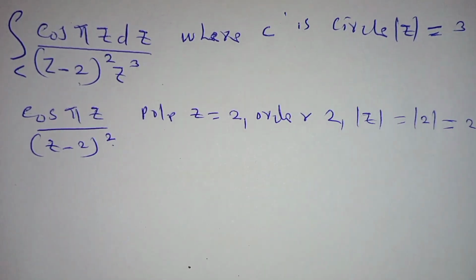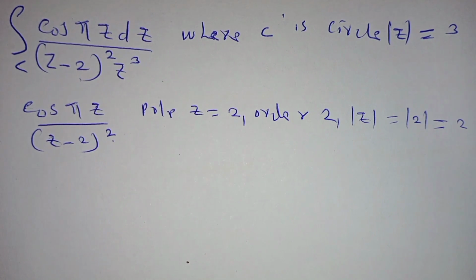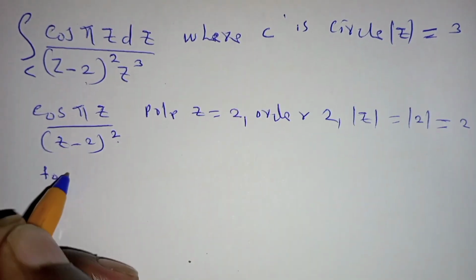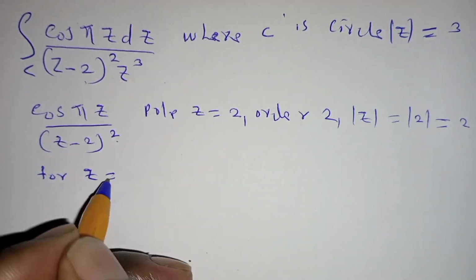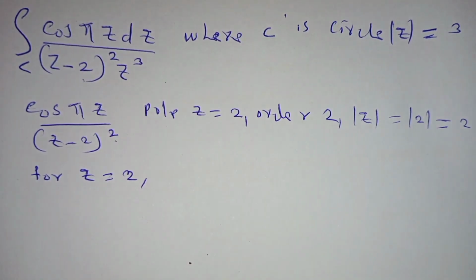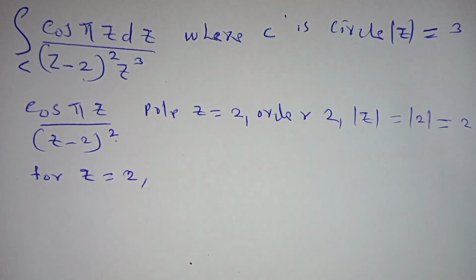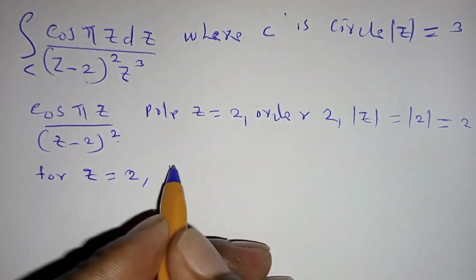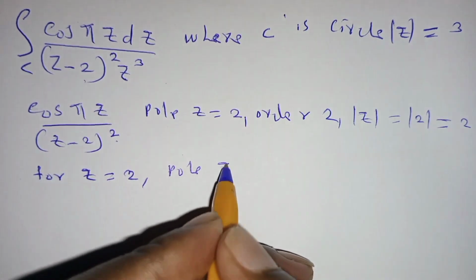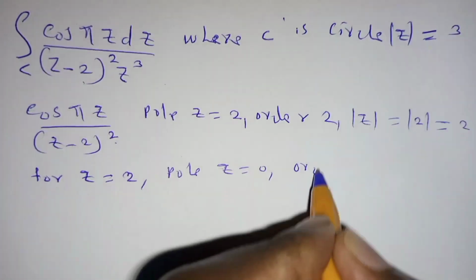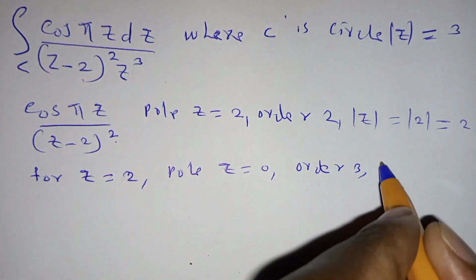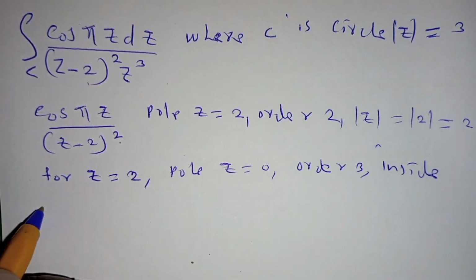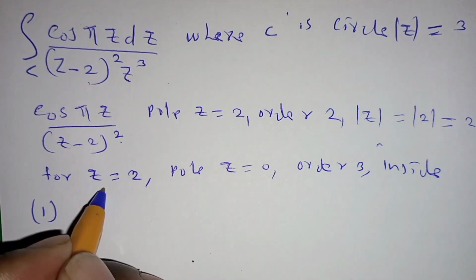So it is inside. Since it is inside, we are going to get the residue at z is equal to 2. That is one of the residues. Also, the other pole is given at z is equal to 0 and it is of order 3, and it is inside also. So there are two cases. Case number 1 is for z is equal to 2.